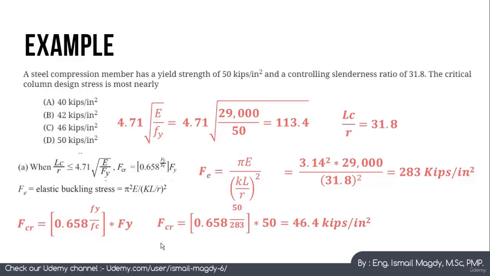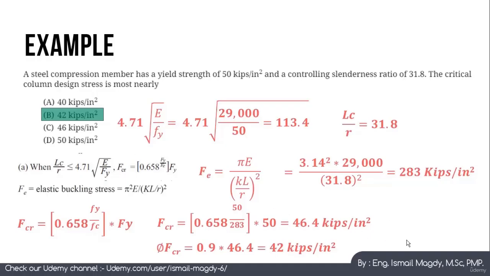But you need to take care that this is FCR. We still need to calculate the phi FCR, which is going to equal 0.9. This is the fixed value for the steel. This is the strength reduction factor multiplied by 46.4, which is going to equal approximately 42 KSI. So this is the answer here, which is 42 KSI.